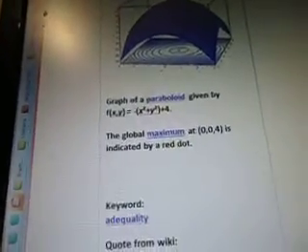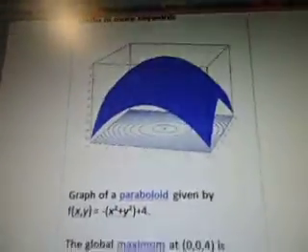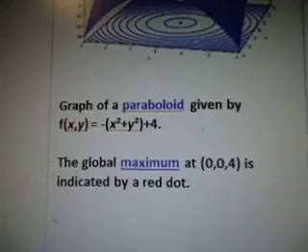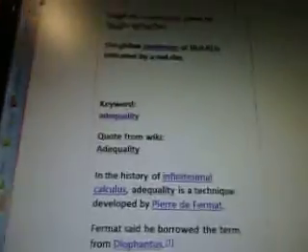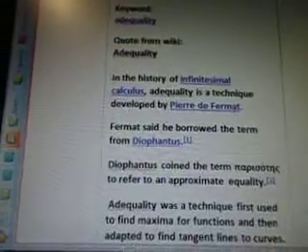This is the third time we've brought it up, but it's important. The global maximum is indicated by a red dot. Okay? So the keyword is adequality, quote from Wiki.